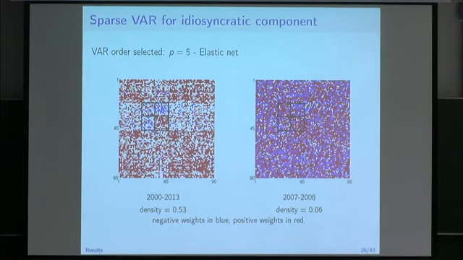Now, positive weights are in red, negative weights are in blue, and here I always highlight in this square, these are the energy stocks, these are the financial stocks, and these are the cross dependencies between the two sectors, okay?